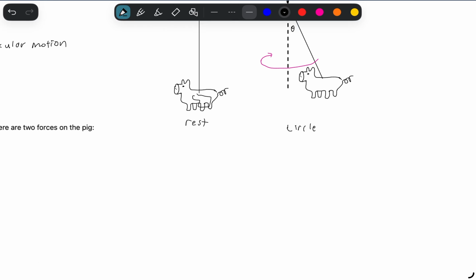when the pig is at rest, the summation of forces in the y direction is going to be equal to 0. Ft is going to be acting up, and we're going to have the weight force of the pig acting downward, equal to mg. So Ft minus mg is equal to 0 because we're in vertical equilibrium.